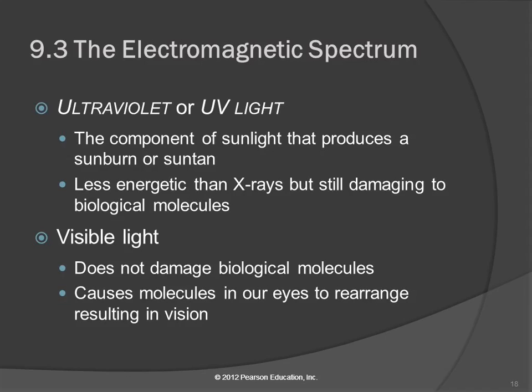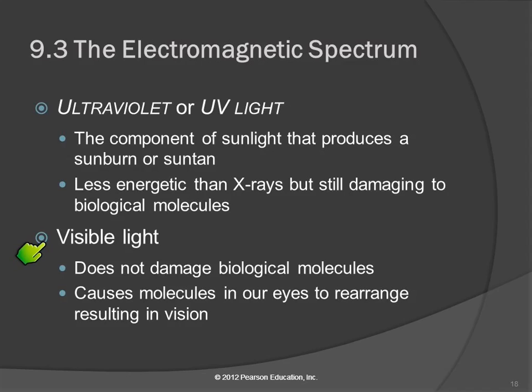Ultraviolet or UV light, that's the component of sunlight that gives you a sunburn or a suntan, depending on how long you've been out there and what your skin's like. It's less energetic than X-rays, but still has enough energy that it can damage your skin. If you've ever gotten a bad sunburn, you know, yeah, just the light from the sun can really damage your skin. Then we have visible light.